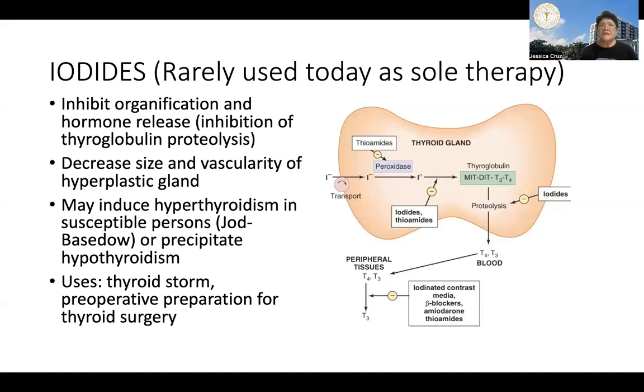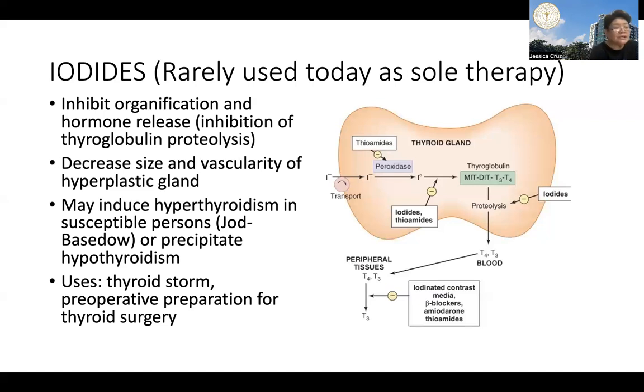So this is very good when a patient is being prepared for thyroid surgery. No? And ang downside, they can induce what we call yung Jod-Basedow reaction or hyperthyroidism in certain situations. So ano ba yung Jod-Basedow reaction na to, no?